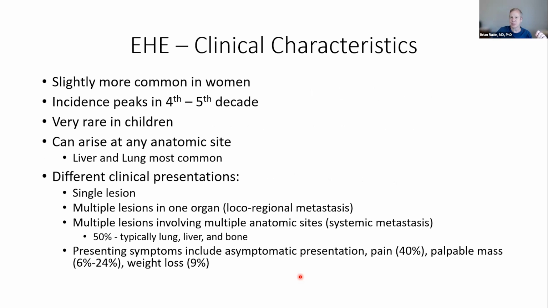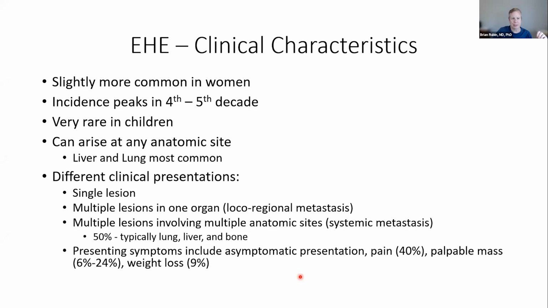So this disease is slightly more common in women, and that's really due to this peak around childbearing age, where women seem to get liver lesions predominantly at that age group and are responsible essentially for where it's more common. If you look at all other age groups, it's pretty much even. The incidence peaks in the 4th or 5th decade, and it's very rare in children. We do have children with EHE, but not very many, thankfully.